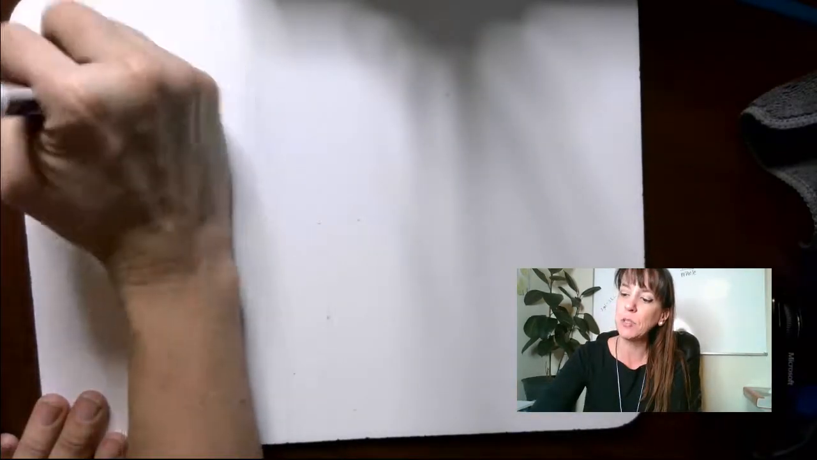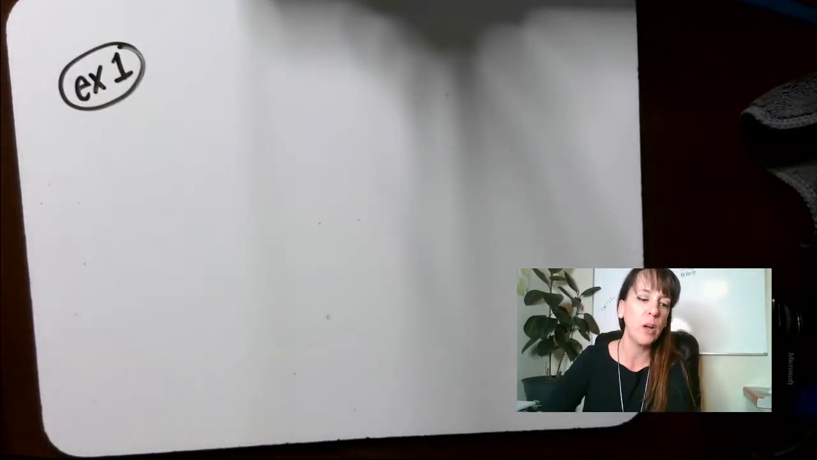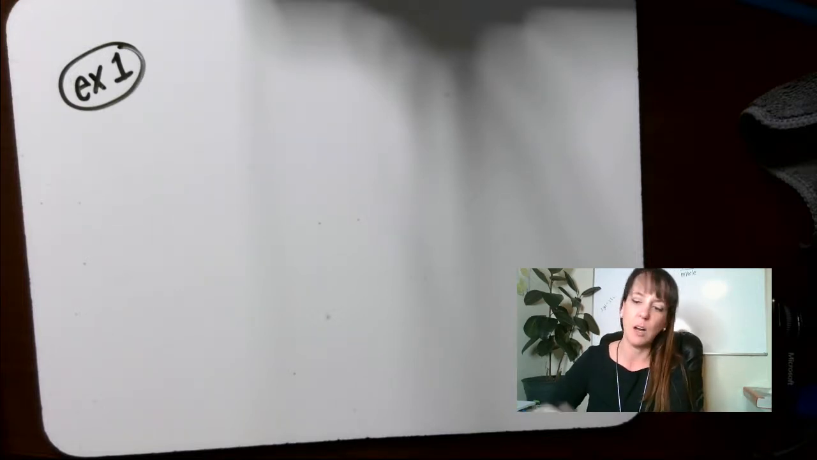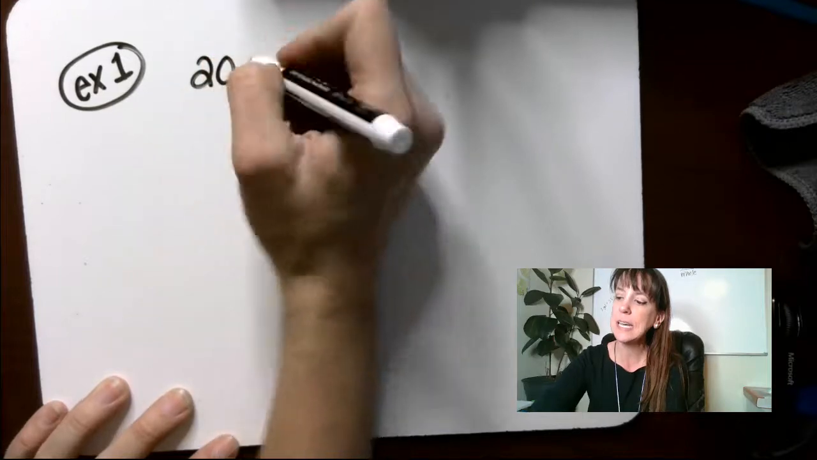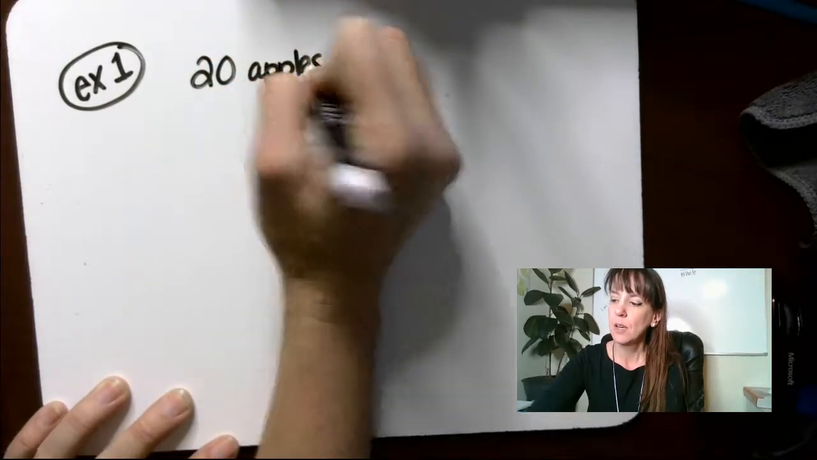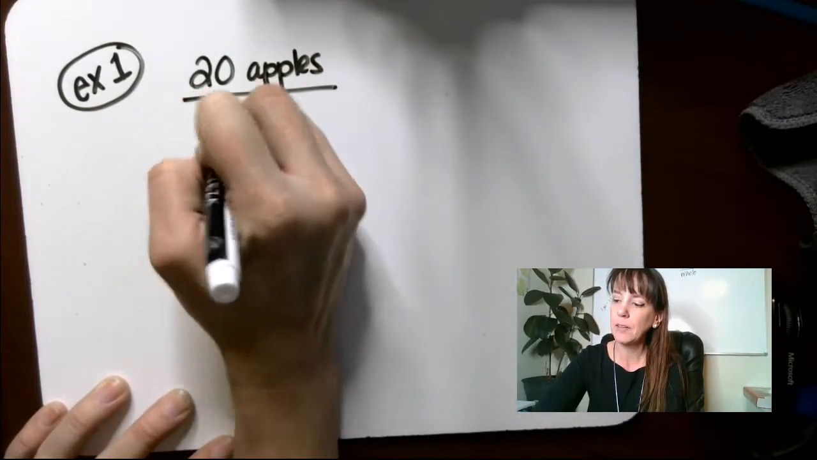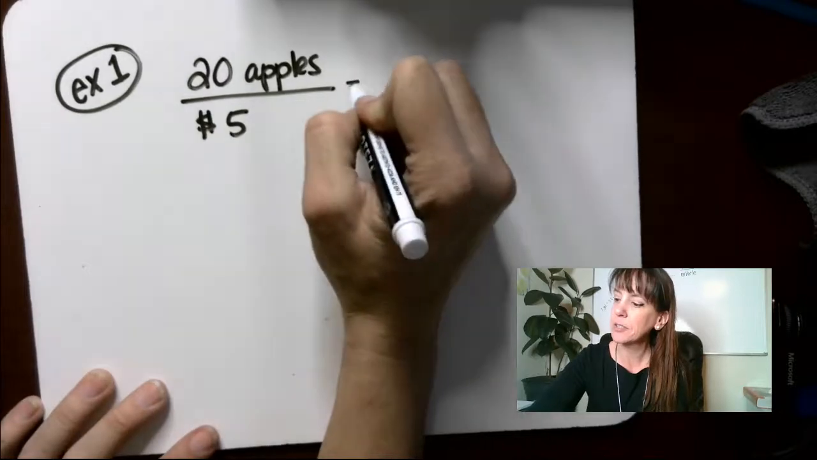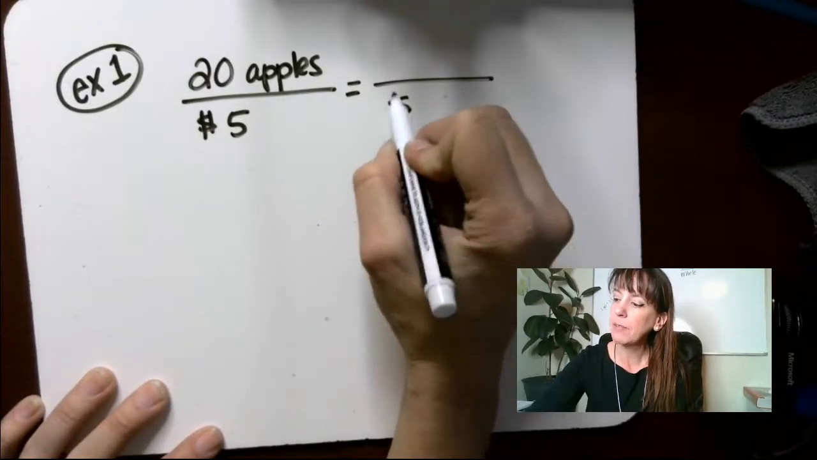So what I want you to do is take notes. You're gonna write example number 1. Example number 1, like I said, I'm on page 118. 20 apples cost $5. 20 apples per $5. Everything I'm writing down, make sure you're writing it down as well. How many apples can we buy for $80? So, how many can we buy for $80?